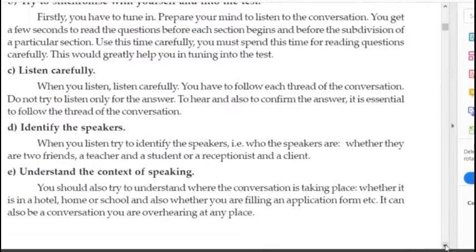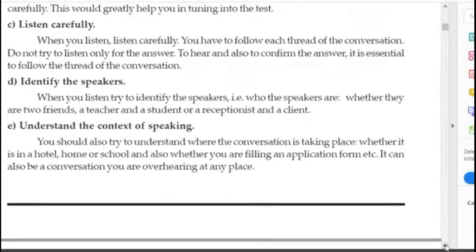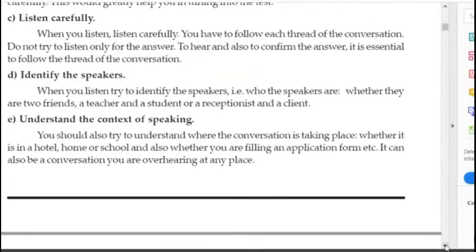You should also try to understand where the conversation is taking place, whether it is in a hotel, home or school, and whether you're filling in an application form, etc. All these things will help you tune into the test. Don't do it in a very deliberate manner. All these things should happen in a very natural way, by constant practice.